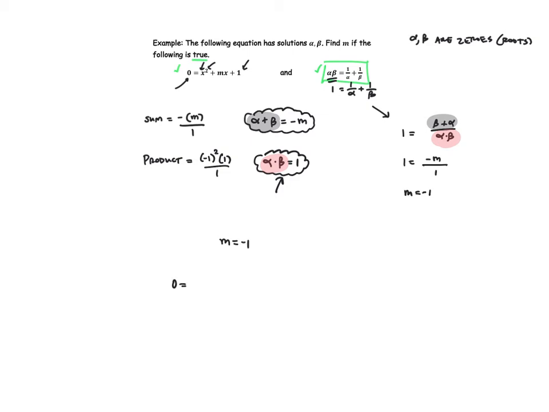So the zeros of the following, x squared minus x plus 1, would mean that alpha and beta are zeros. Now, again, I didn't need to even find the values for alpha and beta to determine the value for m. Again, you could go about it using the quadratic formula. You could complete the square. You could go about it whatever way you'd like. But we did not need to find alpha and beta in order to find m.